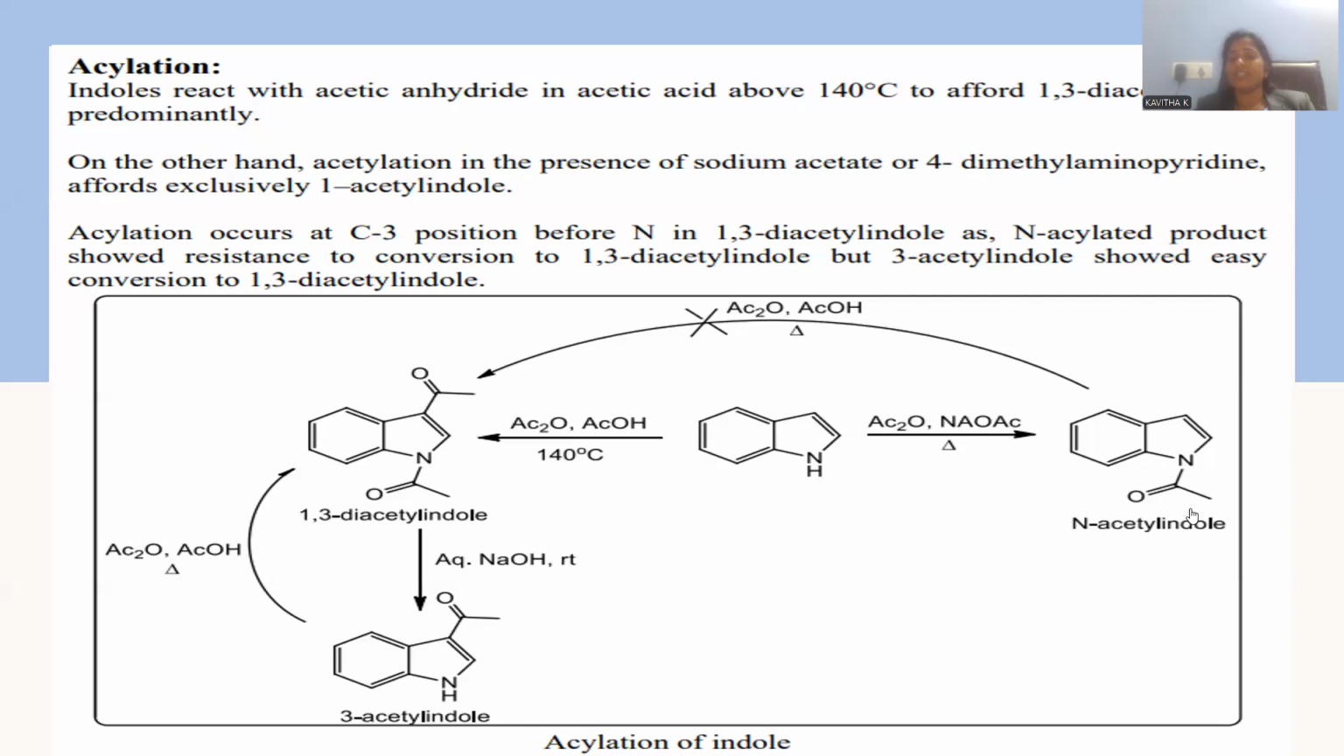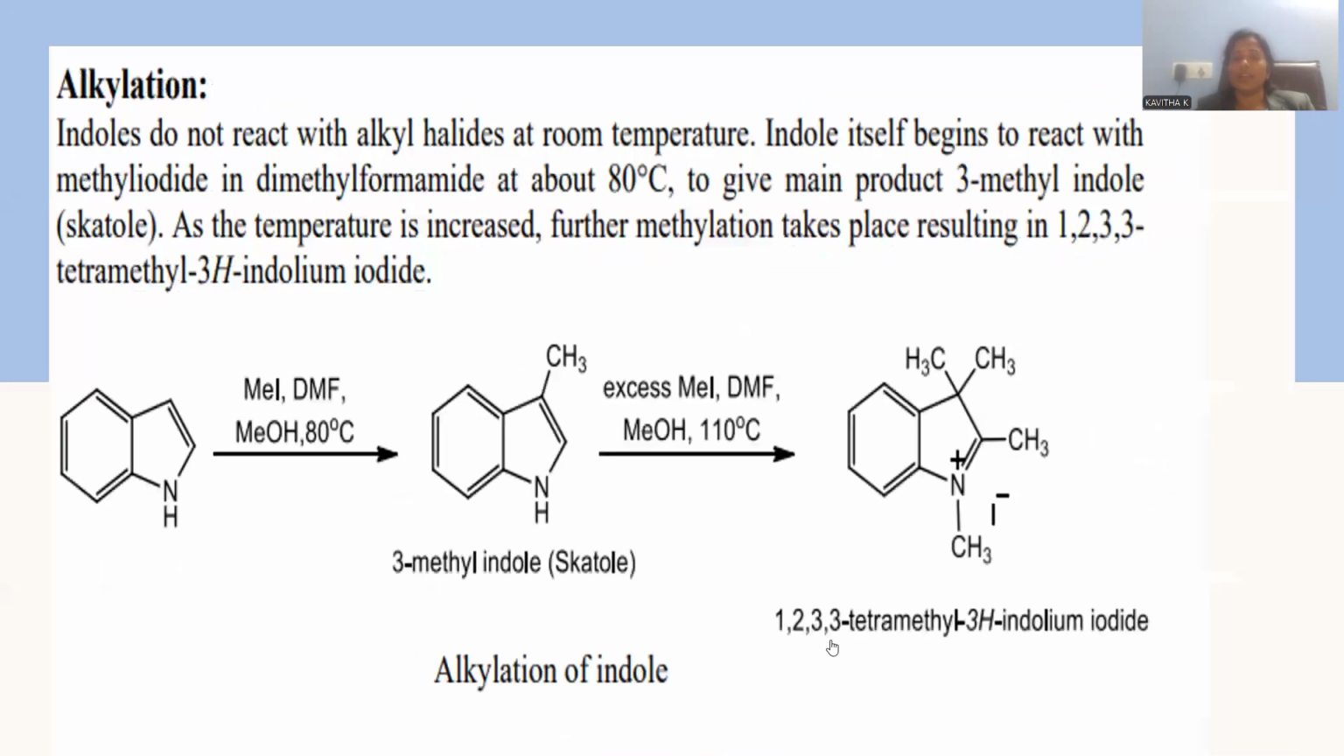In order to reach N-acylation, acetic anhydride and sodium acetate is the suitable reagent, heated to a higher temperature, giving rise to the N-acylated product. So here is the C-acylation, here is the N-acylation. This depends upon the type of reaction conditions we are applying.